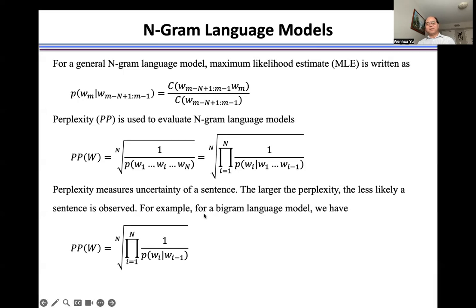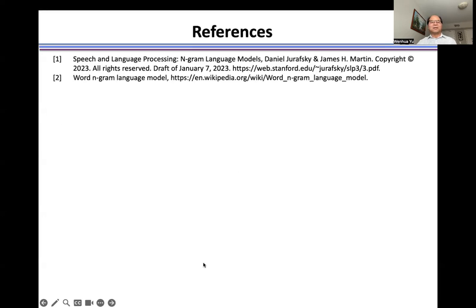For example, for the bigram language model, the perplexity is equal to this product of the conditional probability of Wi given the previous word Wi minus 1. For more details, please check this reference.